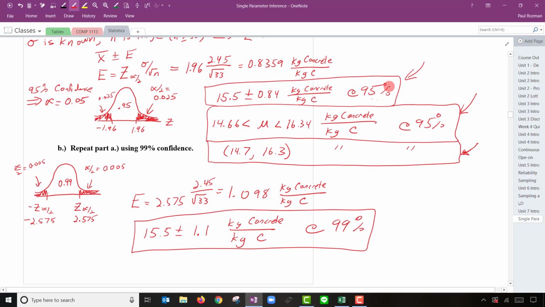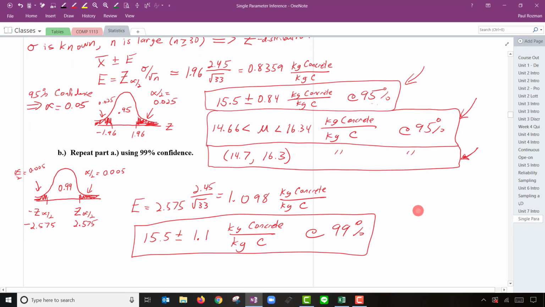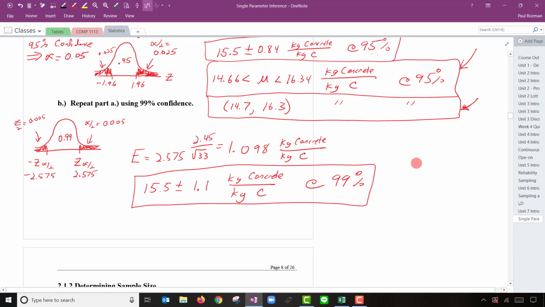We can do this stuff in Excel. You'll find that Excel has a nice function for doing these confidence intervals. I'll just put it here in the notes for you. You can just calculate the error. And in Excel, the function is called confidence.